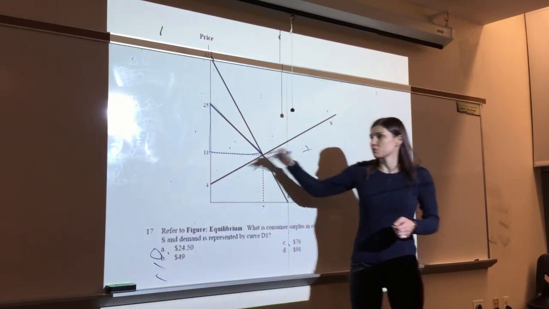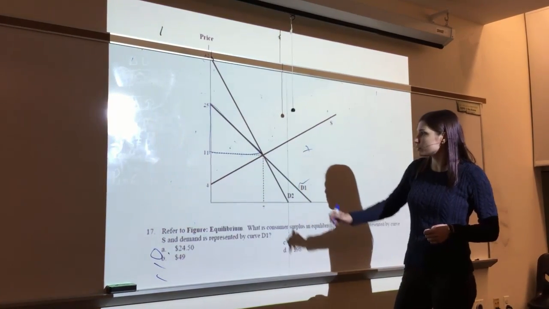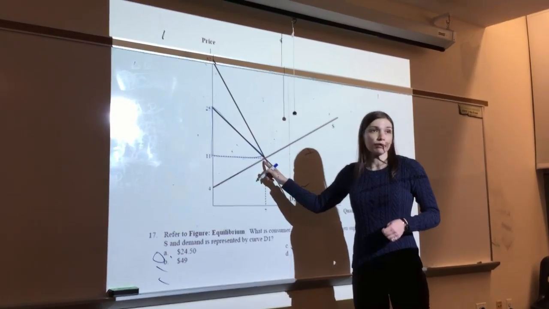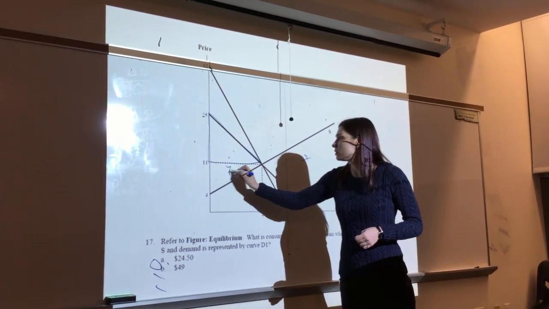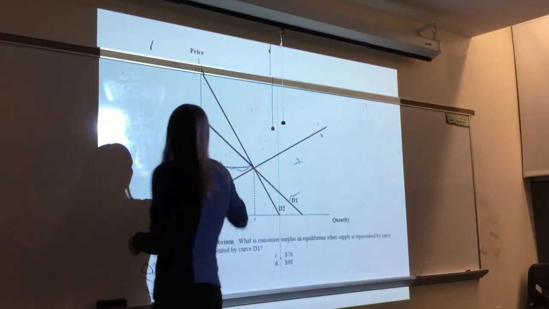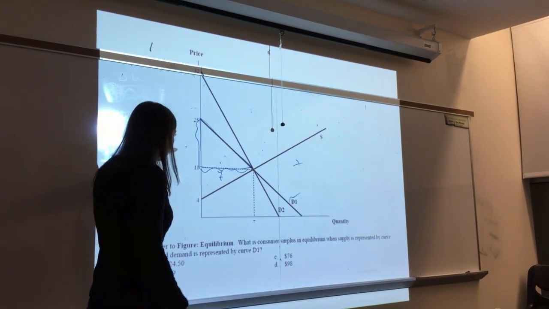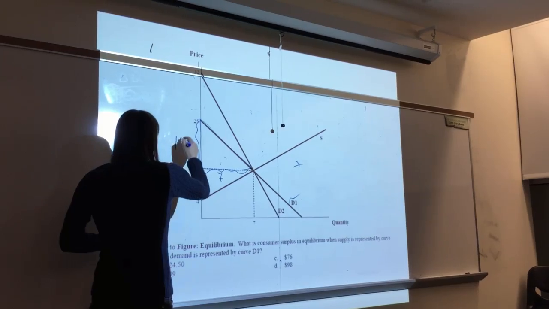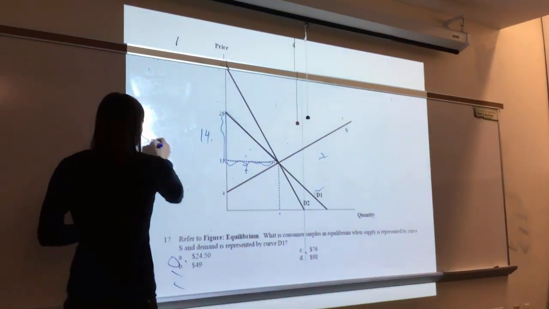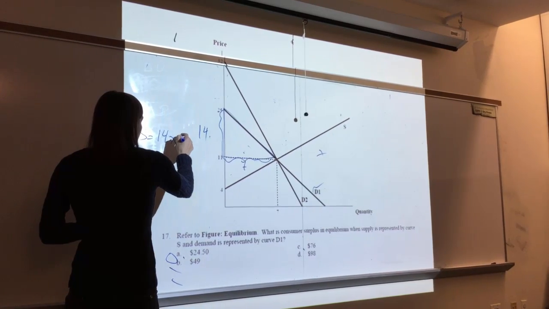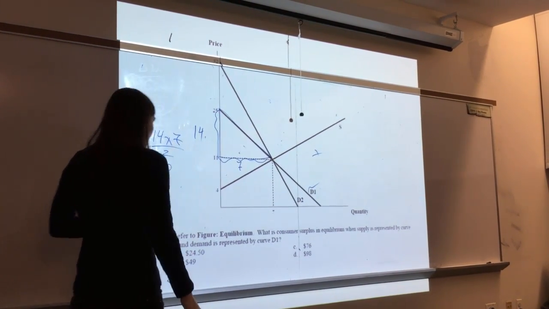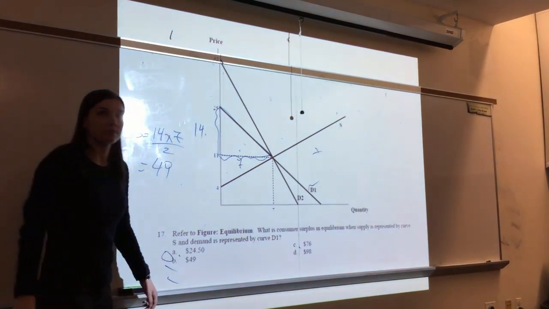The area is, it's a right triangle, just multiply the sides, divide by 2. The first one we know, this is the quantity in equilibrium, and that's 7. And this is the difference between the intercept and the price in equilibrium, that is 14. So the consumer surplus would be 14 times 7 divided by 2, or 49. And that would be B.